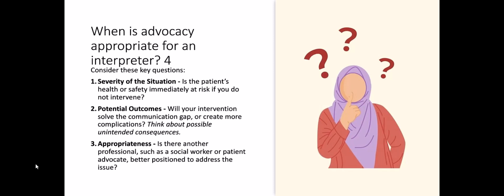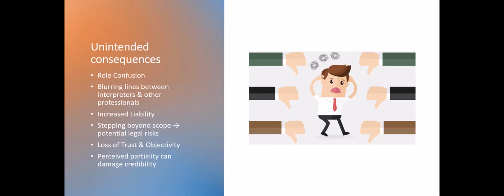Why is it so important that interpreters carefully consider when and how to advocate? Because of the potential risks and negative outcomes that can be the result of stepping out of the interpreter's primary role and into the advocate role, including role confusion, which is when interpreters step beyond communication facilitation, such as taking on duties typically handled by social workers or legal advocates. That can blur boundary lines, and that confusion may undermine the interpreter's perceived objectivity or credibility.